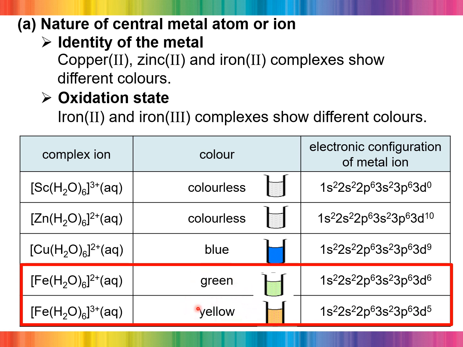Which one has a higher energy gap? Your answer should be yellow. This one has a higher energy gap, right? So that's why it's absorbing violet.